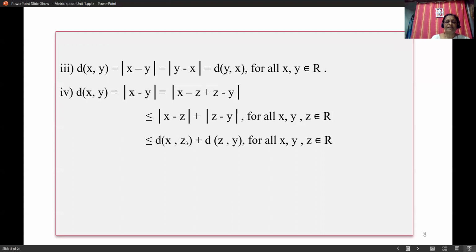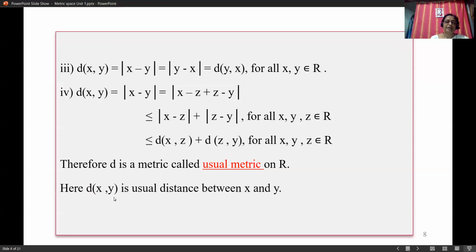And this is nothing but d of xz, and this is nothing but d of zy, and therefore d of xy is less than or equal to d of xz plus d of zy for all x, y, z belonging to R. So all the 4 conditions are satisfied here, and therefore d is a metric. And this d here on the set of real numbers is called the usual metric on R. Already I have explained d of xy is nothing but the distance between x and y, and here it is called usual distance. And R comma d, that is the set of real numbers along with its metric, is called usual metric space.